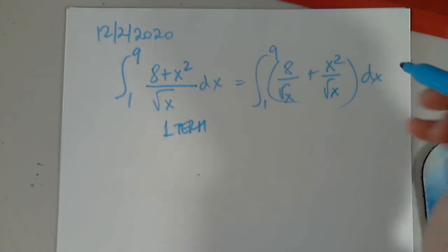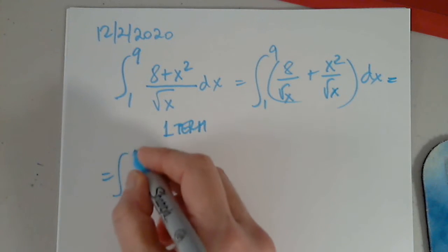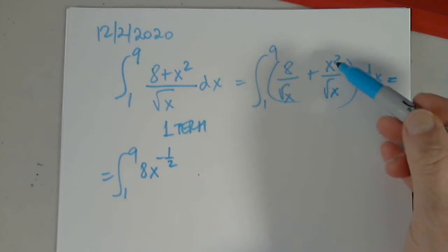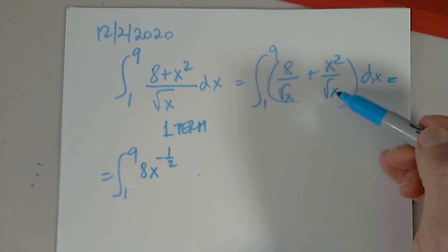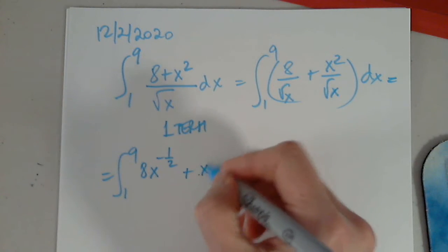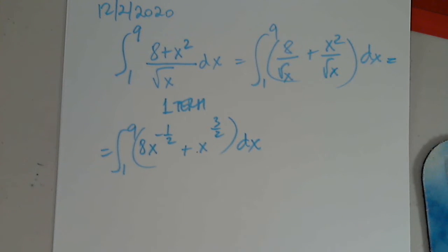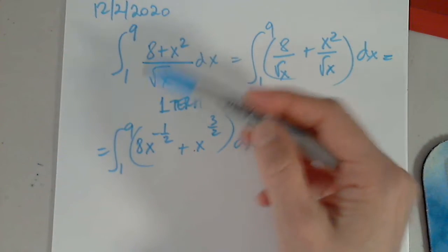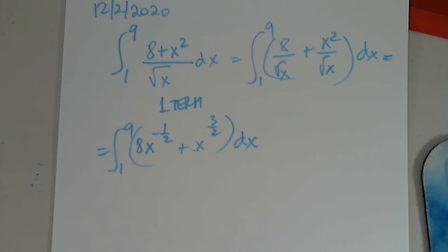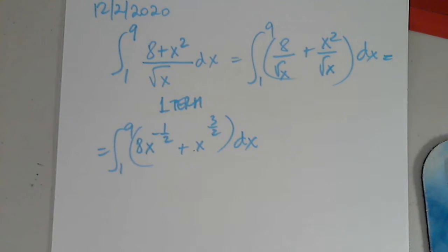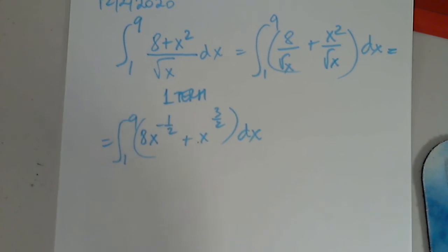So at this point, I have the integral from 1 to 9, and this is 8x to negative 1/2, and 2 minus 1/2 is 3/2. Is that okay so far? Yeah. We don't know how to do more than just this yet. You will learn different procedures in Calc 2. But this is a simple situation in which we always separate the fractions.